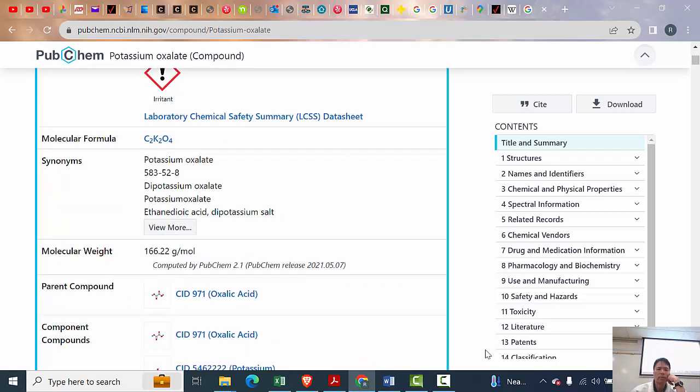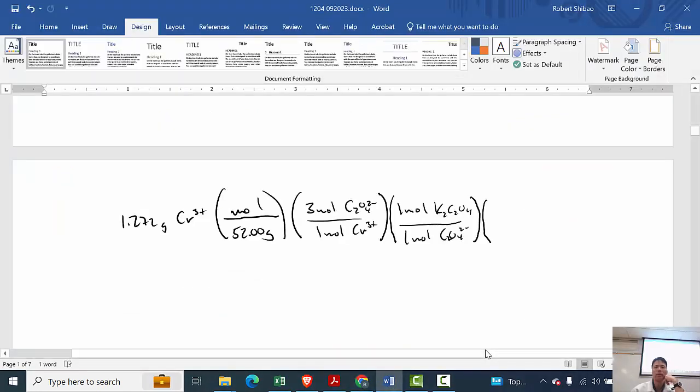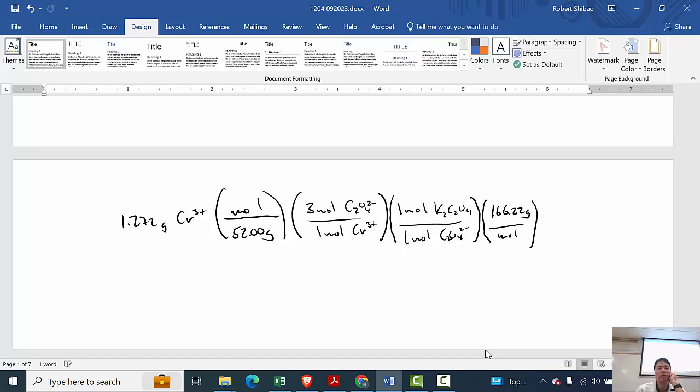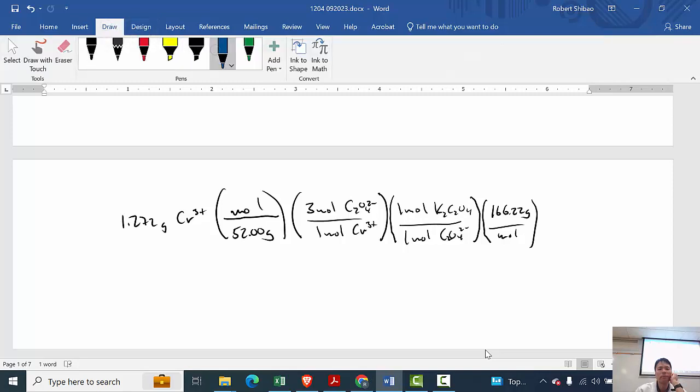K2C2O4, 166.22. And so I have 166.22 grams per mole for potassium oxalate. And so grams, moles, and that leaves me with grams of potassium oxalate.